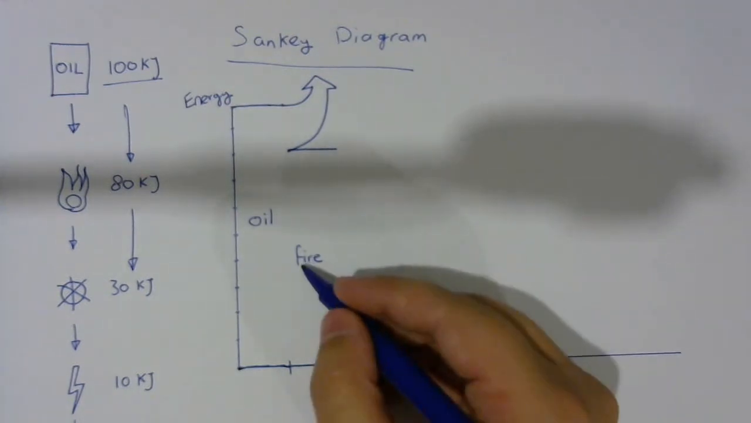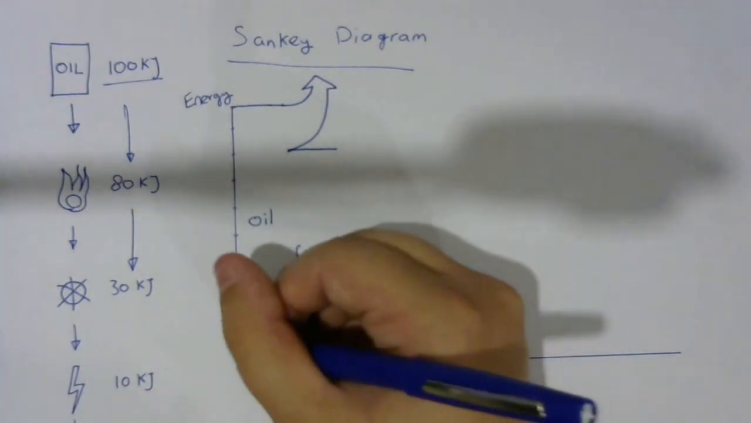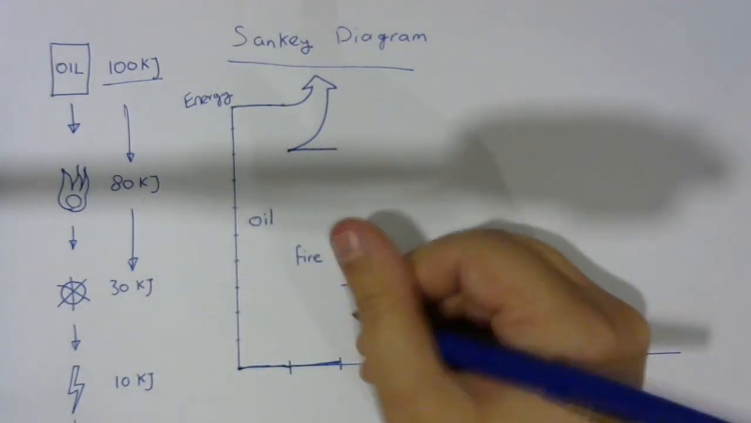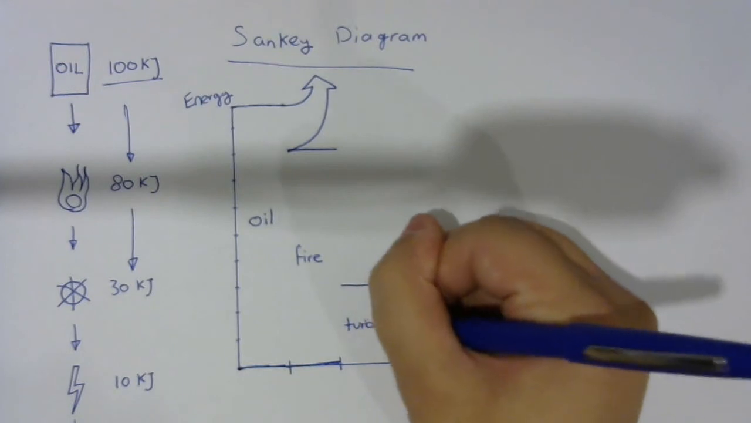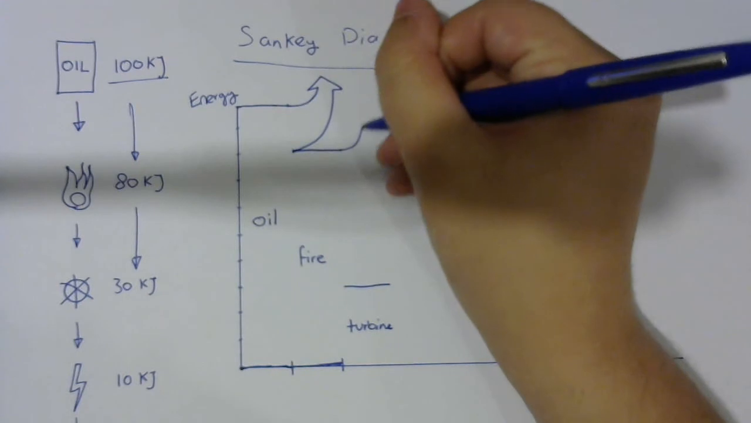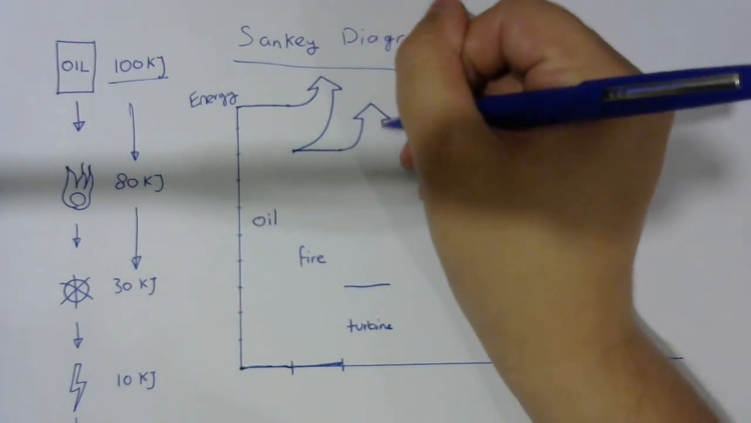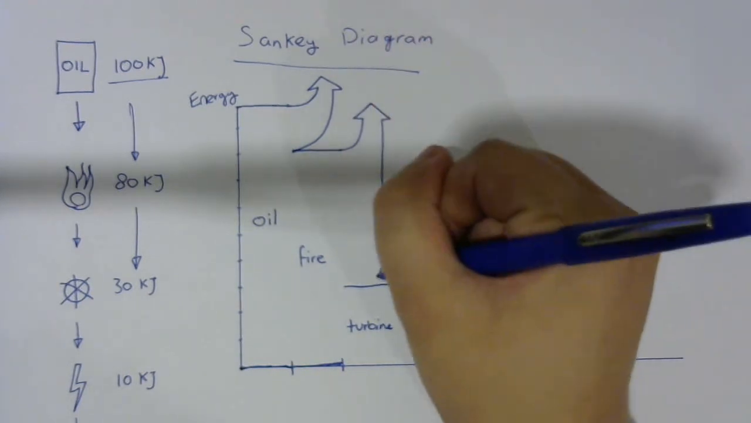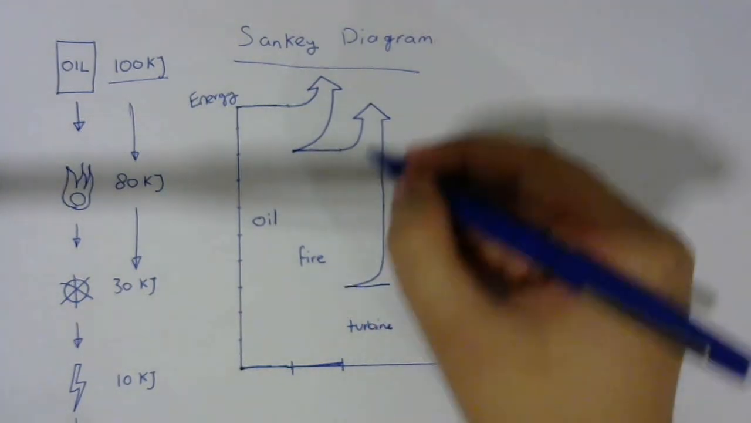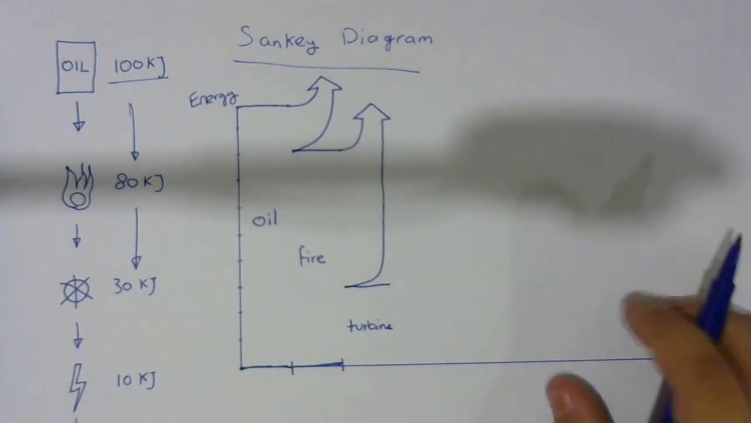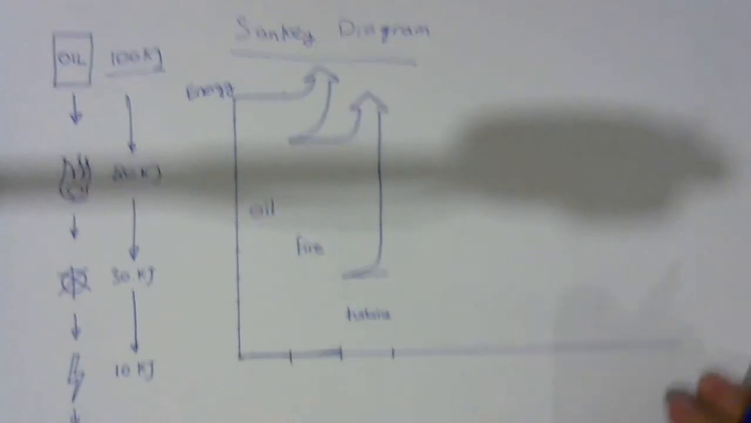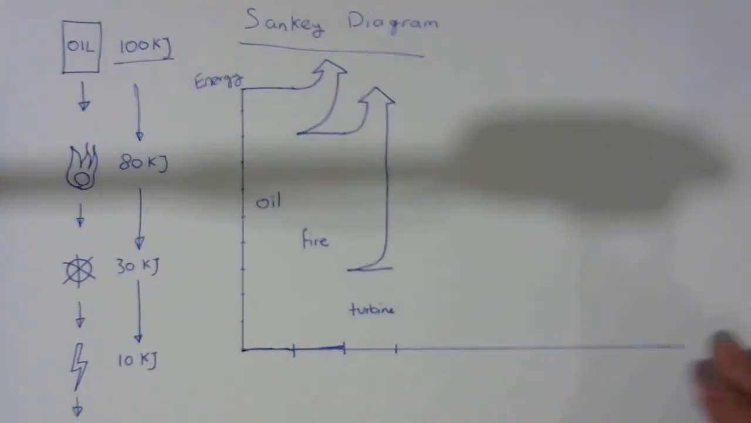So from the fire to our turbines, we are now down to 30. So 10, 20, 30 kilojoules of energy is in our turbine. It's a pretty small amount. All of this energy is now lost. And look at all that energy that's lost. And this is why Sankey diagrams are so useful, because you can see visually how much energy is lost. Only 10 kilojoules makes it to the power supplied to our house.